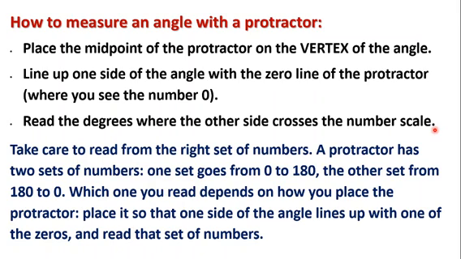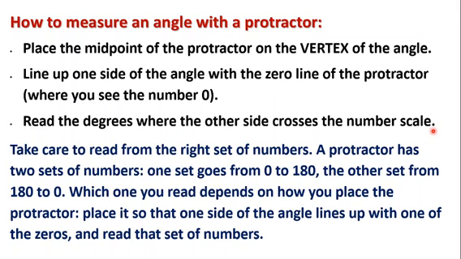Okay, so there are two lines, remember, minimum, that form an angle. So you place one of those two lines on 0 on your protractor, and then you read the degrees of the other line. So you place one line on 0, and then the other line you read where it crosses the number scale. Okay, and you can do this either for the inner or the outer scale.